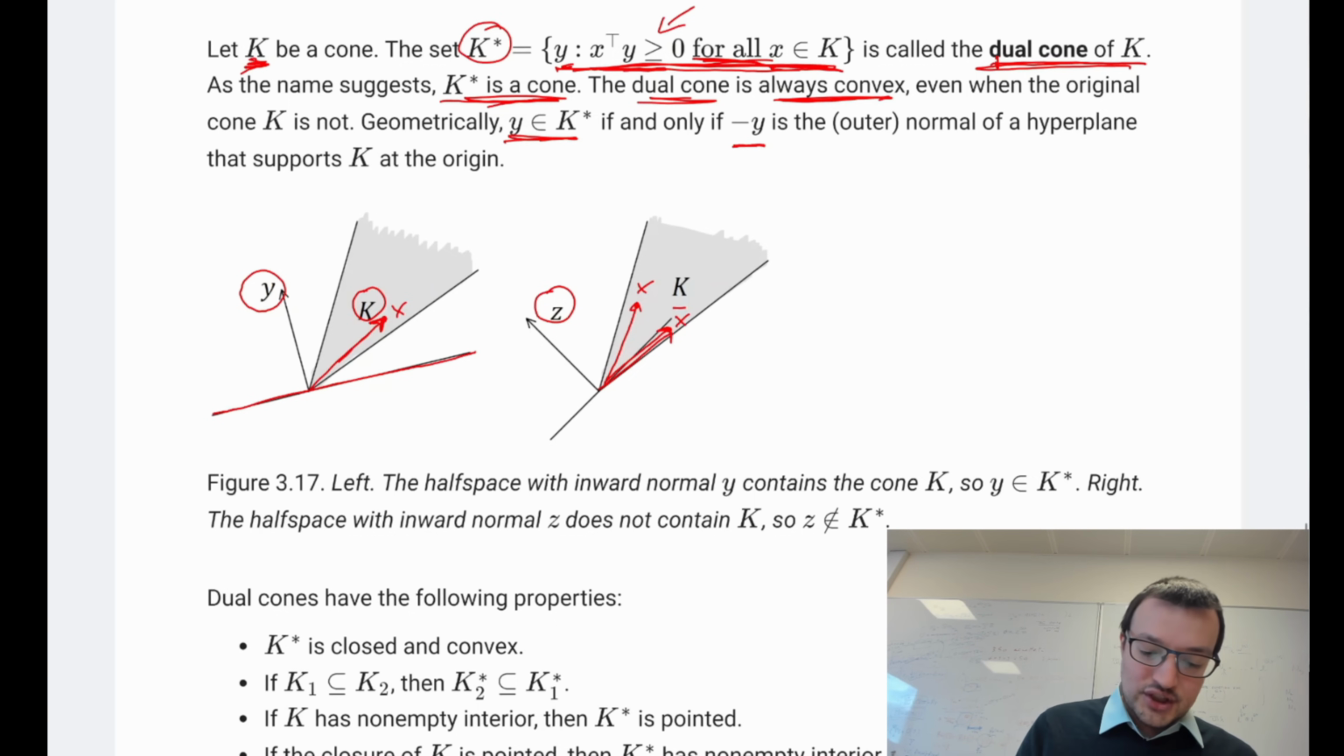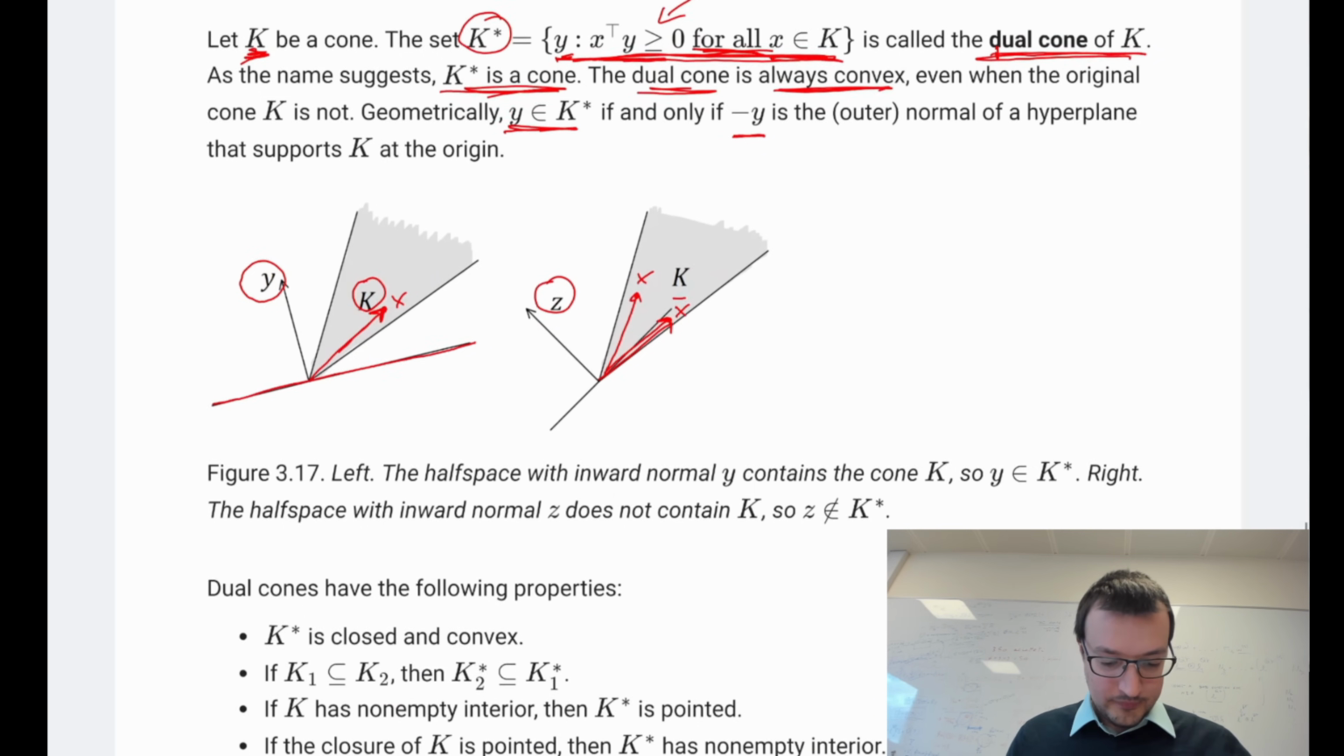Okay, so essentially this is the geometric characterization. The geometric characterization tells us that if a point belongs to the dual cone, then we can construct a hyperplane that is supporting the cone, okay, the original cone.